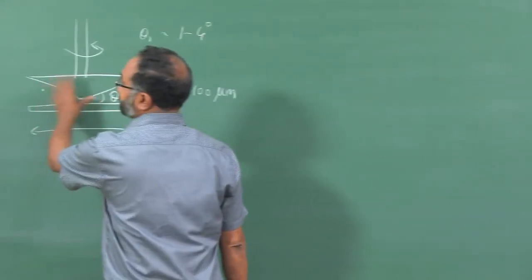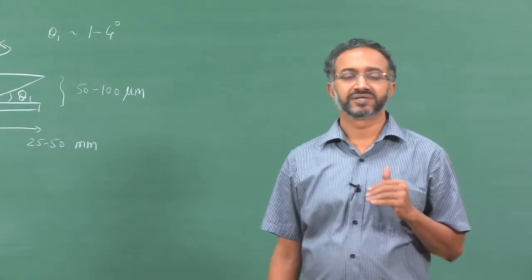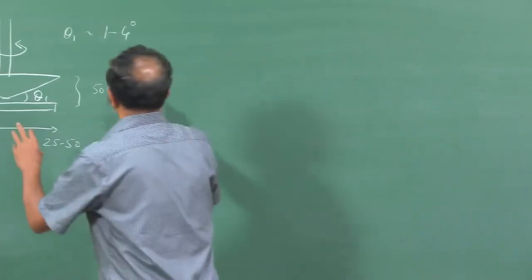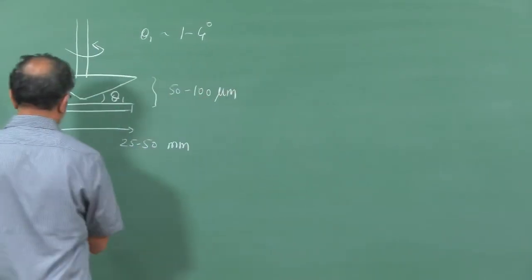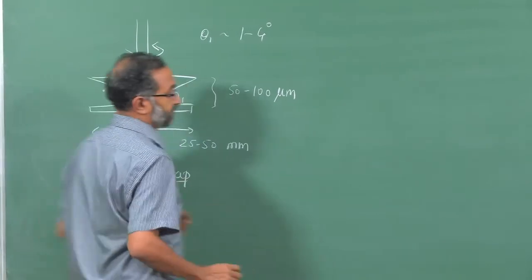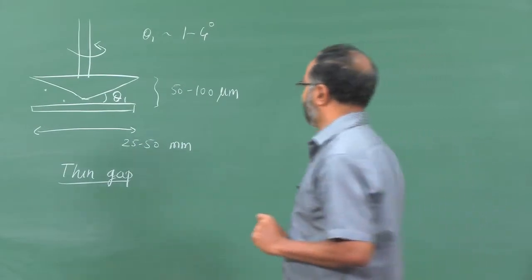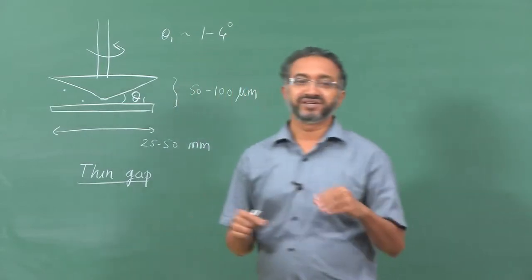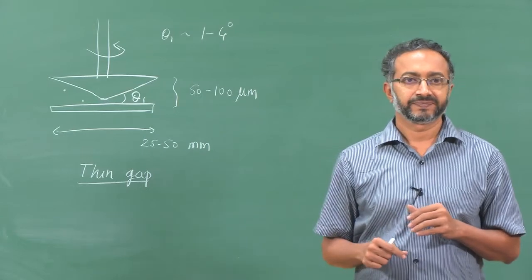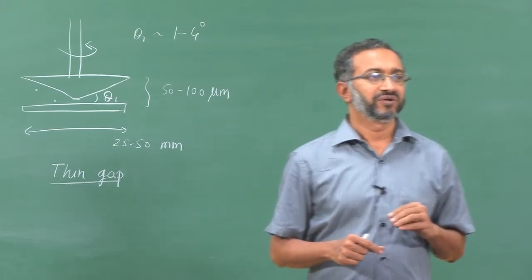what we do in general to analyze this problem is to assume certain features of the flow. So, since it is a thin gap, we have already mentioned that, and we have also mentioned that the angle is very small. Therefore, what do you think are the possible features of flow that can be assumed in such a geometry? What are the possible features of flow? R direction flow is 0.